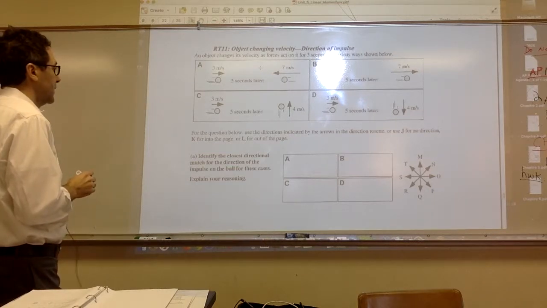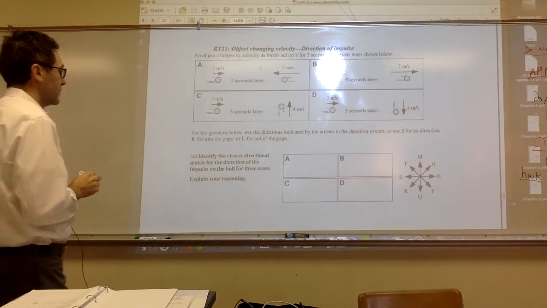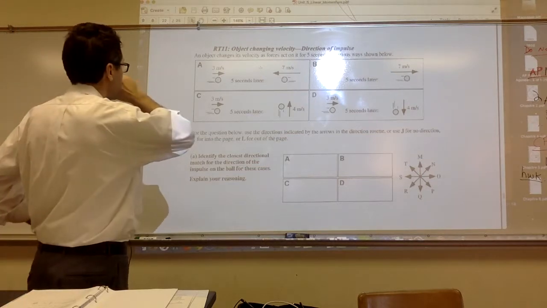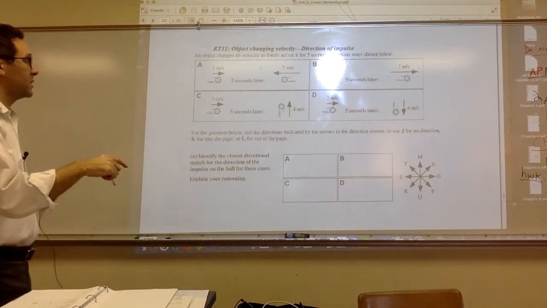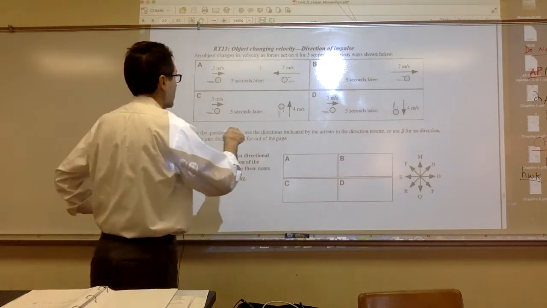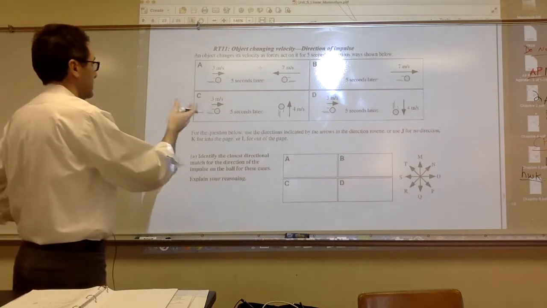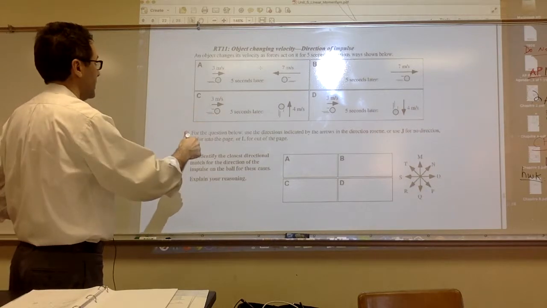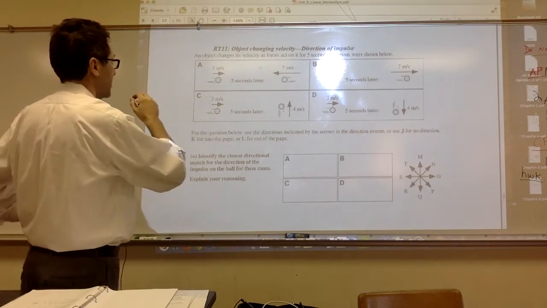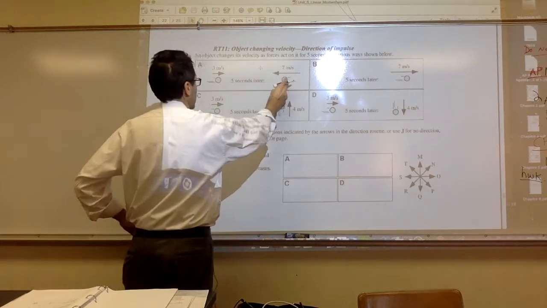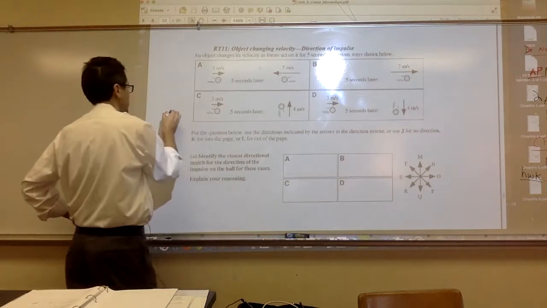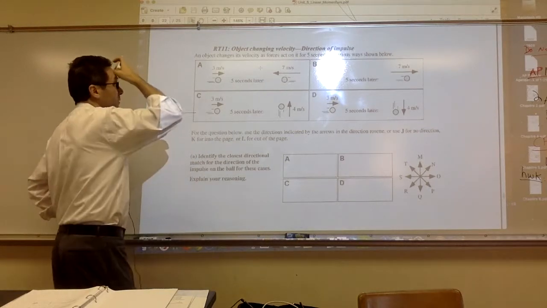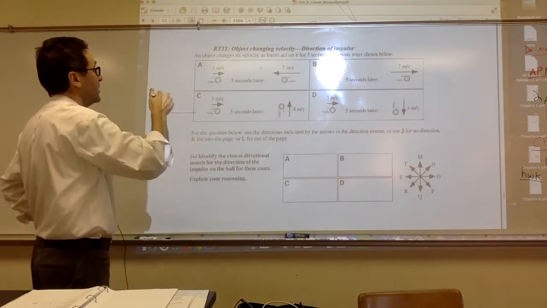Identify the closest directional match for the direction of the impulse on the ball for these cases. I think what we need to do here is figure out the change in momentum, and the change in momentum is impulse. Maybe later I can talk about it conceptually. So the final momentum is to the left because the ball is going to the left, and it's greater than the initial momentum.